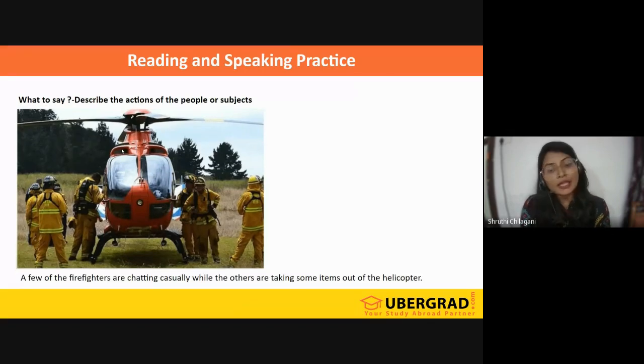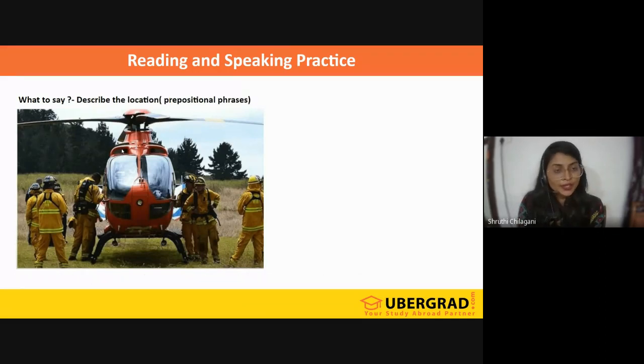Now, look at this. An example answer could be: a few of the firefighters are chatting casually while the others are taking some items out of the helicopter. This is an example answer from some of the people who are looking at the image, right? Bharati felt that these people are tense and they are running towards the direction to help the people. That's completely okay. Good work, Bharati. Now let's go to the other question, guys.